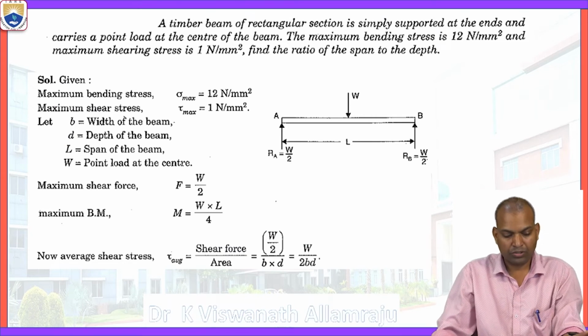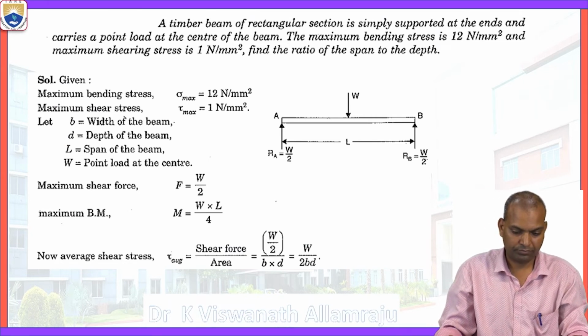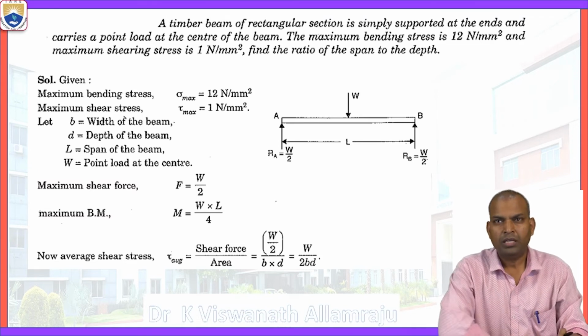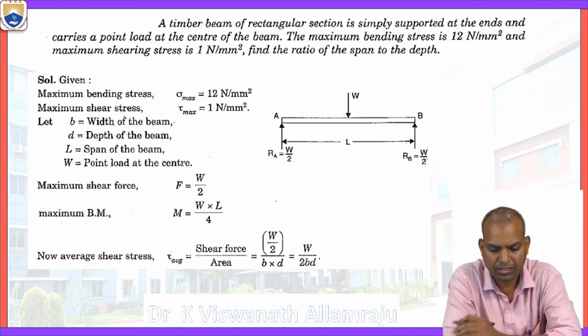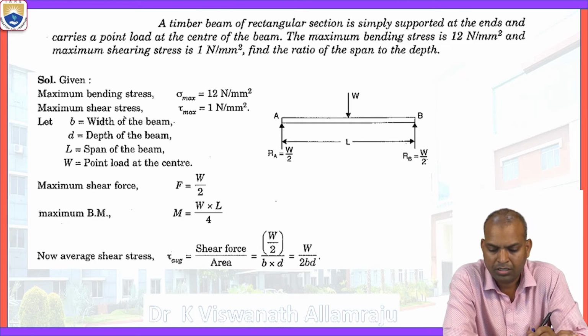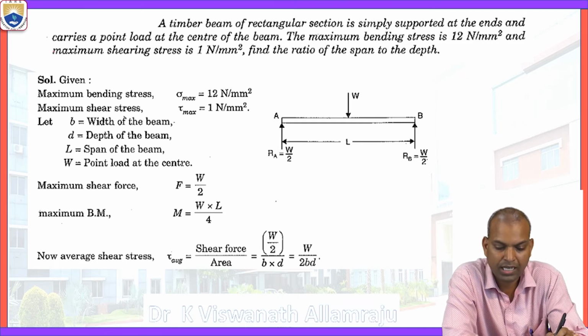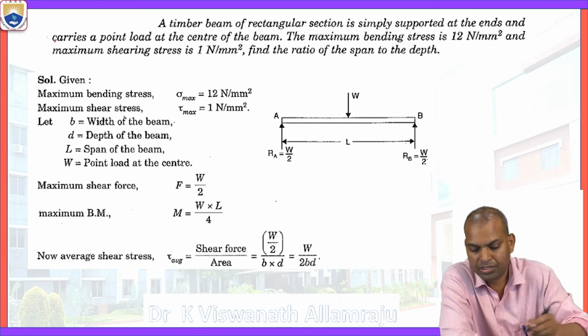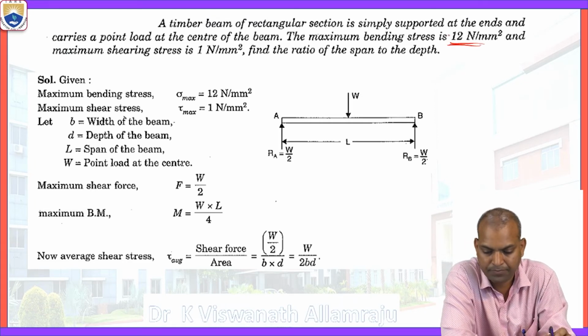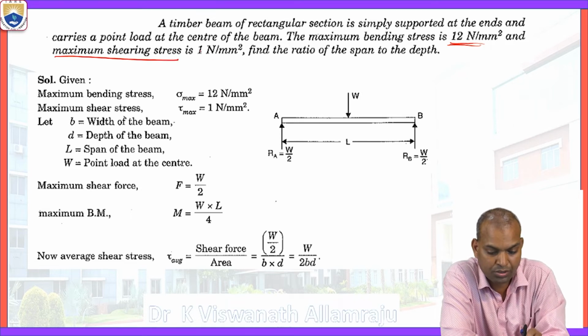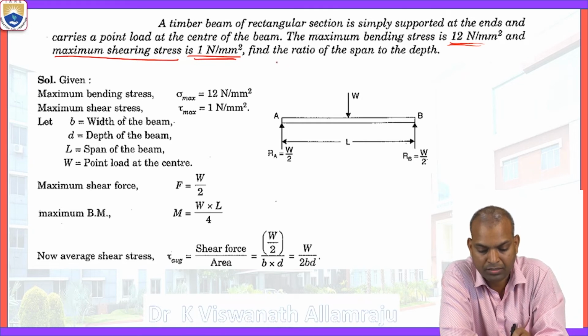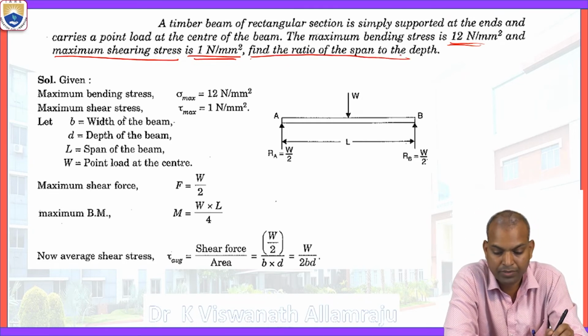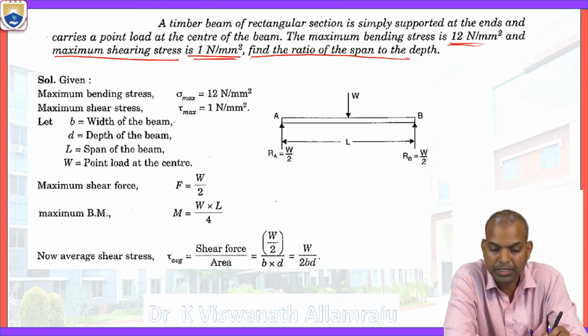Okay, next problem if you want to solve. A timber of rectangular section is simply supported at the ends and carries a point load at the center of the beam. The maximum bending stress is 12 Newton per square millimeter, and the maximum shear stress is 1 Newton per square millimeter. Find the ratio of the span to the depth. So there is L by D, the L by D ratio we want.